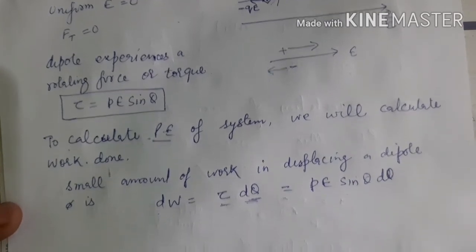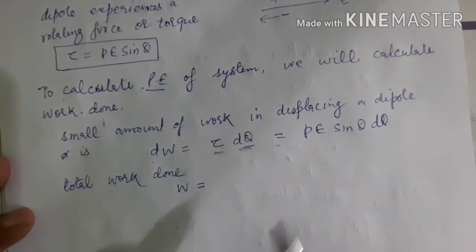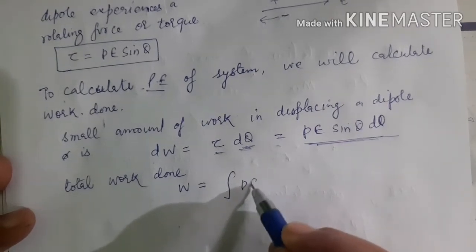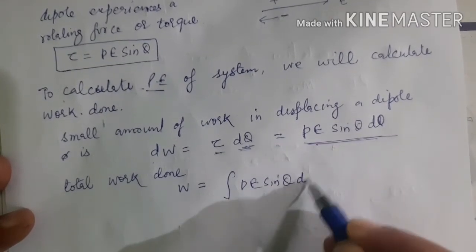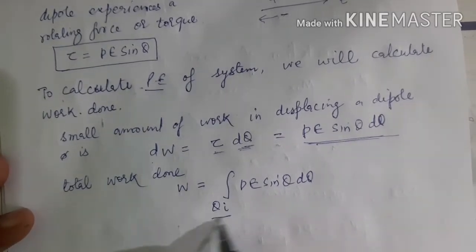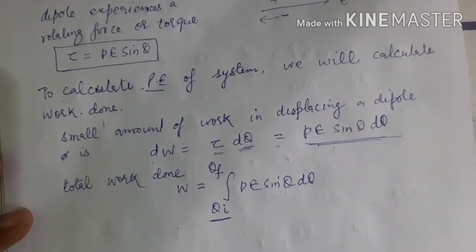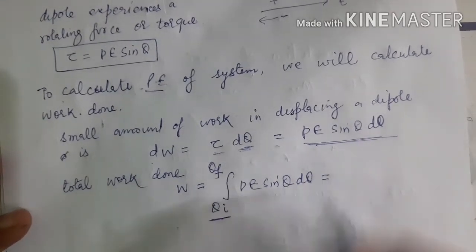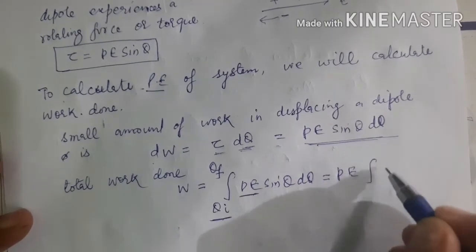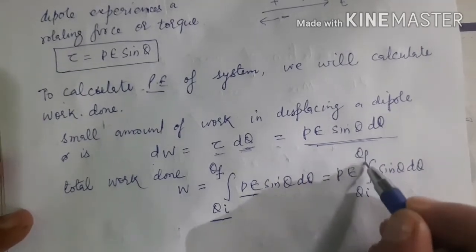So now what happens? Now we want to calculate the total work done. So the total work done will be obtained by integrating this. So when we integrate it, it is PE sine theta into d theta. So you are integrating from some initial value theta I to theta final, any random angles. You see that P is constant, it is outside the integration sign. So we are left with sine theta into d theta, from theta I to theta final.